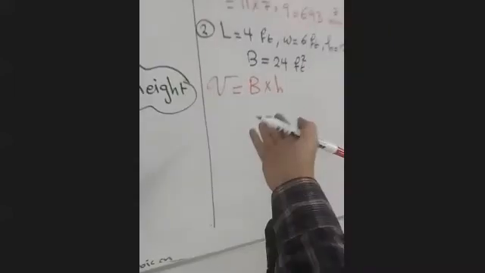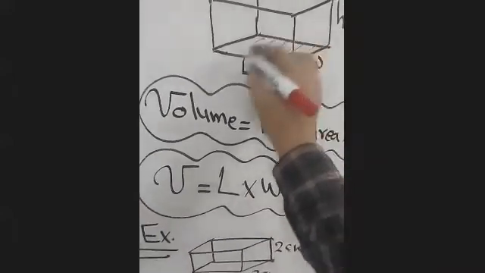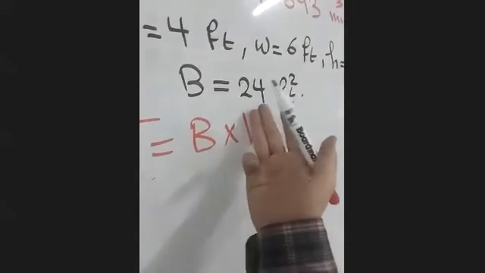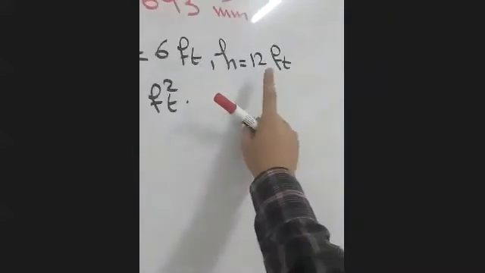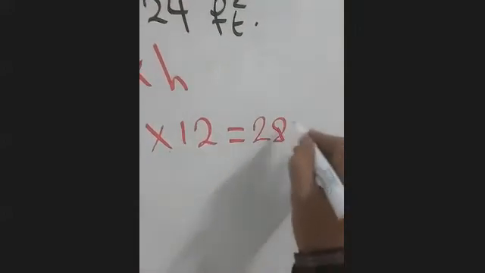What is the big B, guys? The base area. This is the base. How much is the big B given? 24, right? Multiply the height, not the length, not the width, the 12. Which is a 12. Equal 288. 288. Excellent.